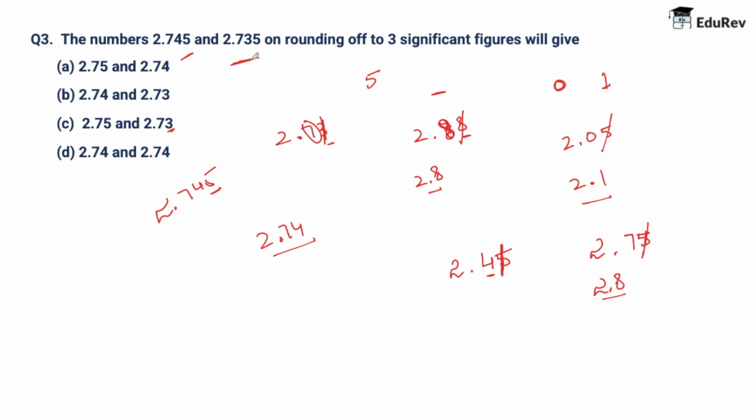Next is 2.735. Now when I am dropping 5, the digit that is preceding 5 is odd. So I have to increment it by 1. So it will be 2.74 again. So it has to be 2.74 and 2.74. That is option number D. Perfect. I hope you understood this.